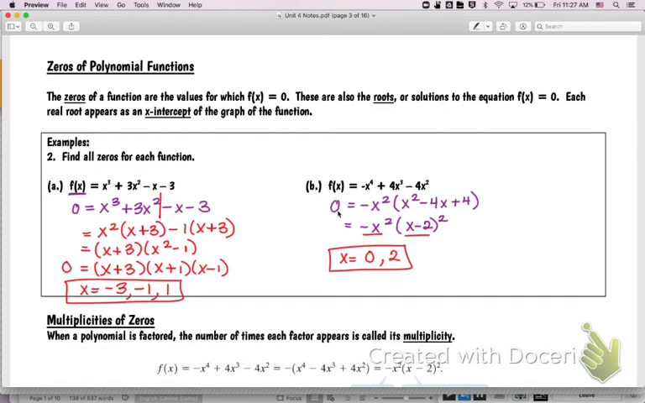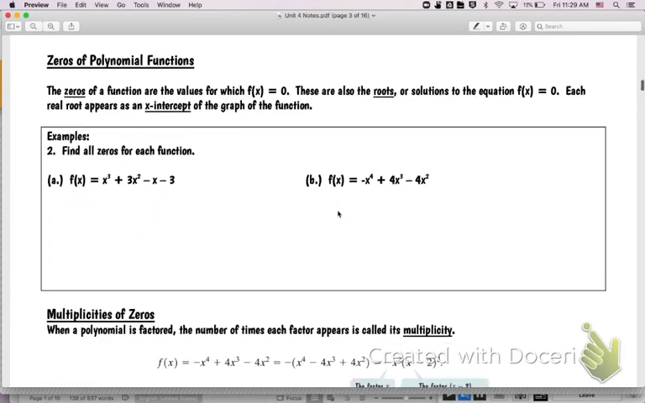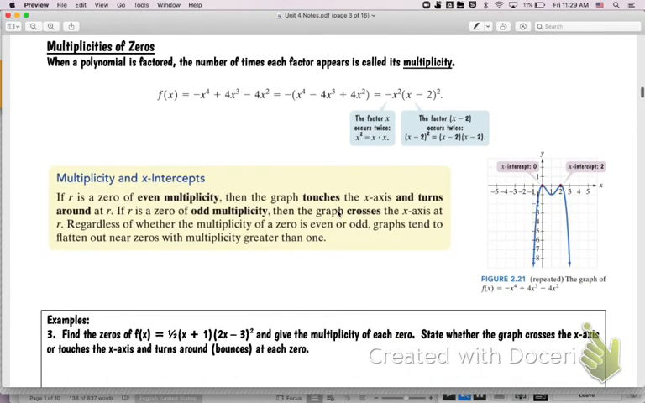Now here's why it's important to know the power of each factor, because it tells us about the multiplicity of the zeros. And this just gives us information about what the graph is going to look like. The number of times each factor appears, meaning its power, is called its multiplicity. So this is the one that we just looked at, okay? Each of these has a multiplicity of 2, because that's the exponent of the factor, okay? If I got an x cubed, it has a multiplicity of 3. If it was just an x, it has a multiplicity of 1, okay?